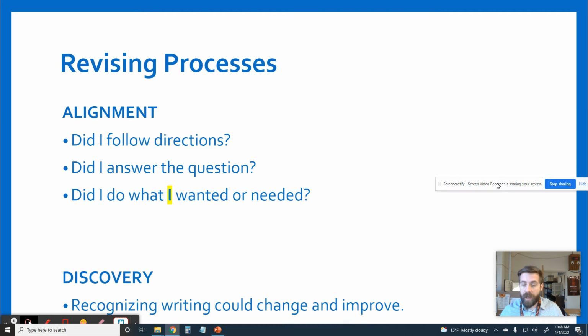And then the second part of revision is going to be kind of a process of discovery. This is where you go through and you recognize what is strong with my writing, what could improve with my writing, and then make time and a plan to change and revise that, right? If you feel like this paragraph is weak or just falls flat or is kind of boring, recognize that and make a plan on how you could change it.